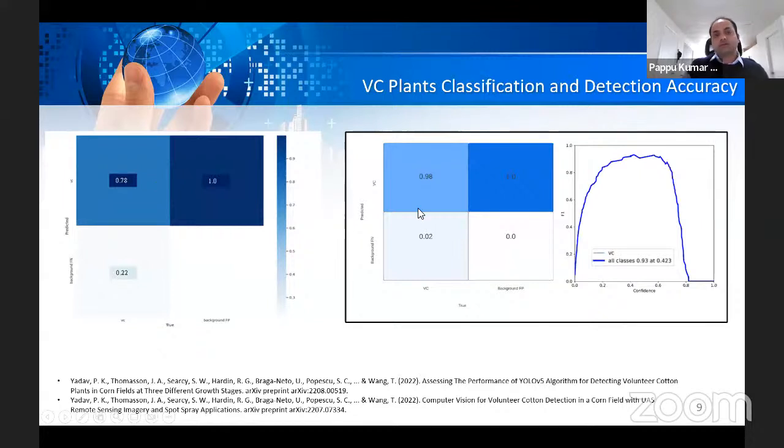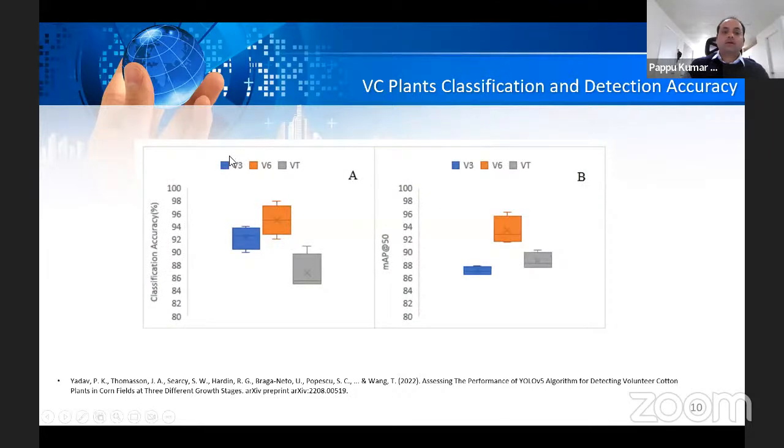We did the experiment, let's say, in the early growth of the corn at the V3 stage, and also at the V6 stage, and also at the VT, the tasseling stage, of corn plants. Because as the corn plants keep becoming larger, we wanted to test how well the model performs. What we found at the V6 stage was almost 98% detection accuracy with some 2% error.